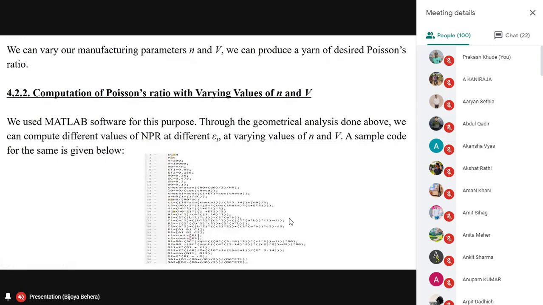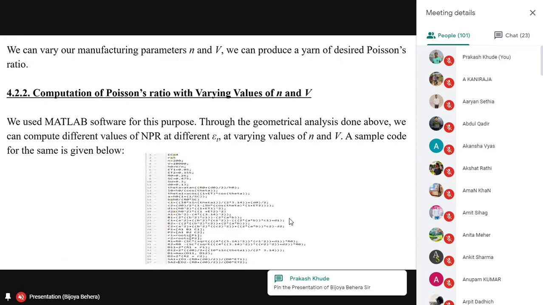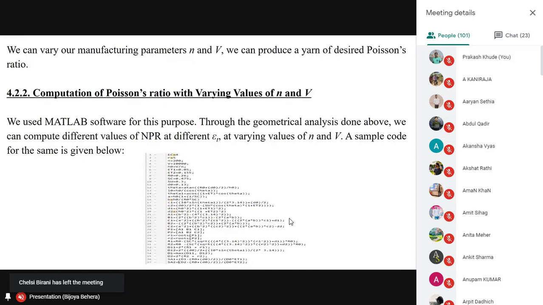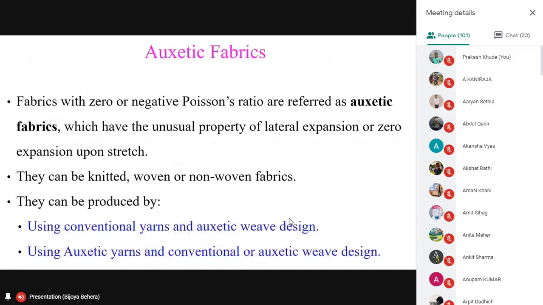Auxeticity is nothing but lateral strain over longitudinal strain. Means if you have increased the yarn in longitudinal direction by a value of delta, how much is it increased in transverse direction, that is in the diameter of the yarn. This is how the theory of auxetic yarn really goes.